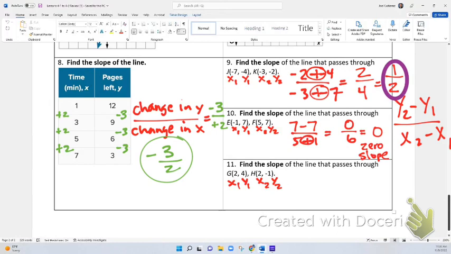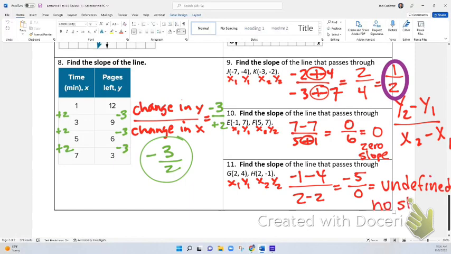The last one we do negative 1 minus 4. And then 2 minus 2. If you take negative 1 and subtract 4, that gives you a negative 5. And then 2 take away 2 gives you 0. Notice that the 0 is on the bottom now. Anything divided by 0 is called error on your calculator, or also known as undefined. That just means you don't have a slope, so we can also call this no slope.